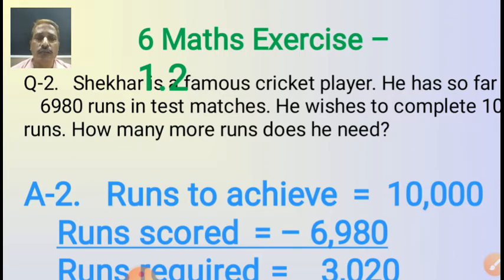Once again, read the question and try to understand what you have to do. Very good. Subtraction, minus. And what is the rule of subtraction? There are two numbers, one small number and one big number. What do you have to do first? Yes, write the big number first. So here our big number is 10,000. You can write 10,000 first and then minus 6,980.